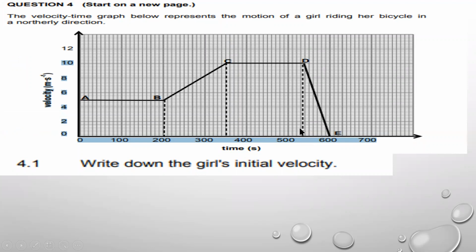Question 4 is about a velocity-time graph. From the graph, they're asking you some questions. Now, first question, initial velocity. Just from the graph, initial velocity is 5 meters per second, because as you see, we have 4 and 6, between 4 and 6, 5 meters per second. And direction north, how do we know that? Because direction of motion is north. It is given. Answer is 5 meters per second north.